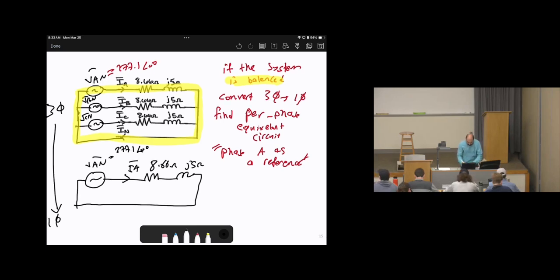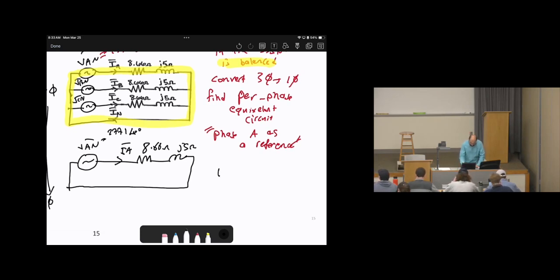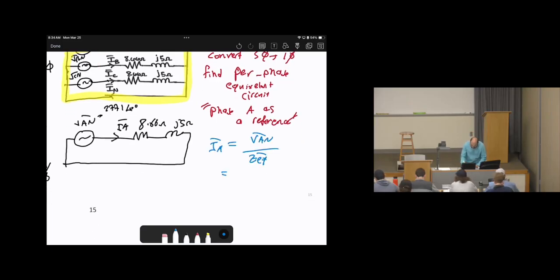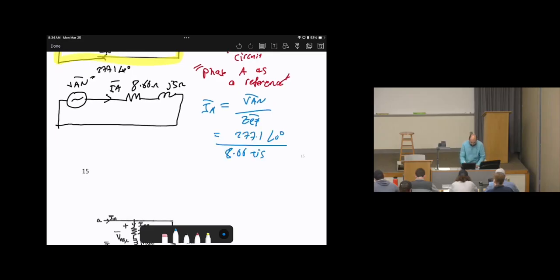So we can say IA will be VAN over the impedance. So VAN, which is 277.1 angle 0 degrees, divided by Z equivalent, which is 8.66 plus j5. Then when you do this in the calculator, it will be 27.71 angle negative 30 degrees amperes. This is IA.